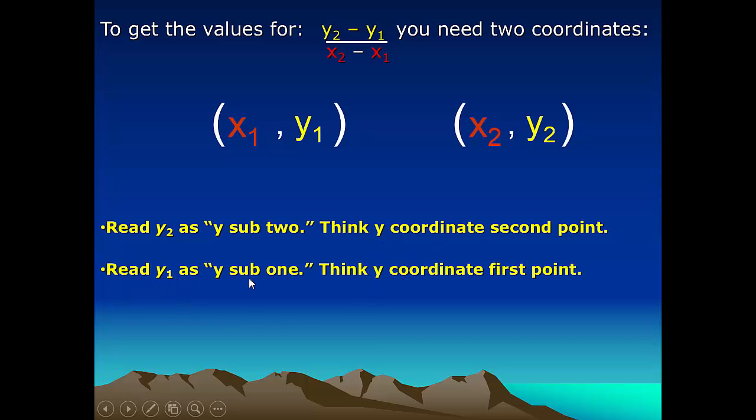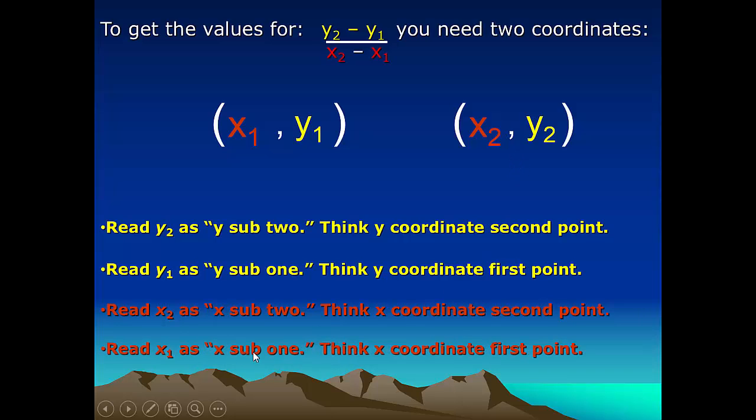Now y1 means y sub 1, which here it says think y coordinate first point. So we look at this first coordinate and that y value will be our y sub 1. And we do the same thing for the x's. x2 is really x sub 2. So it's the x in the second coordinate or point, and then the x1 or x sub 1 is the x value in the first coordinate or point.